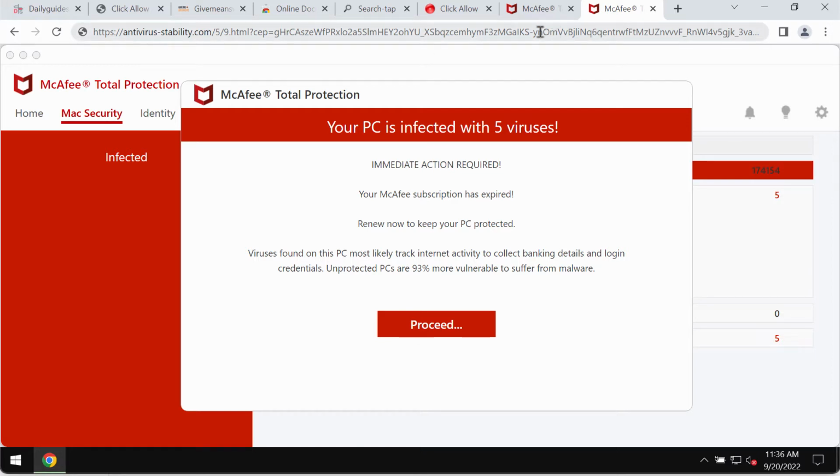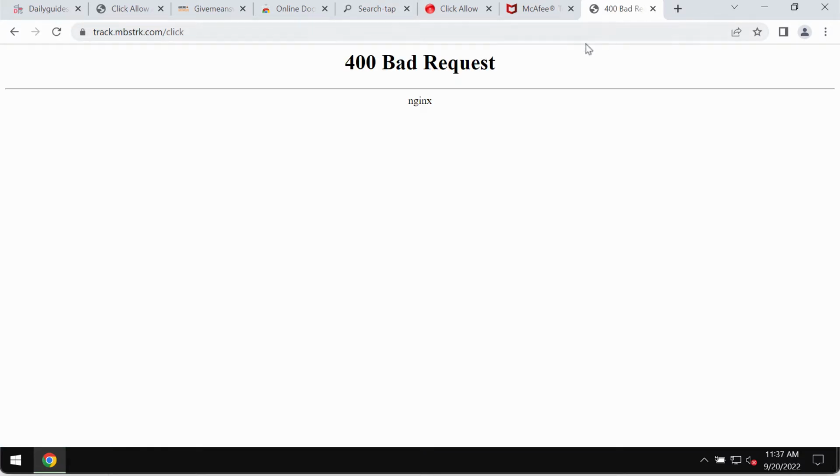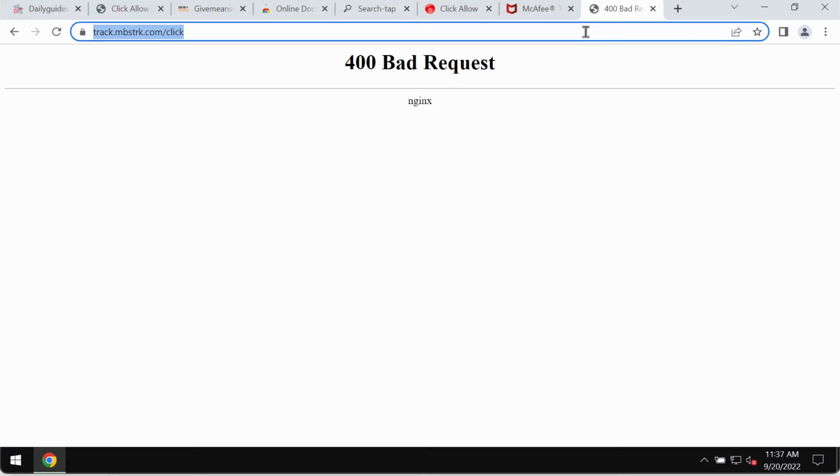Don't you ever interact with them. Don't install anything that these pop-ups suggest. They would also possibly redirect you to some other shady pages.